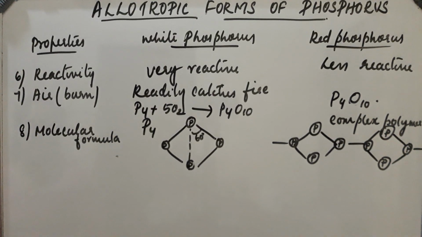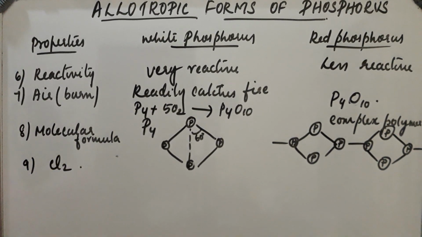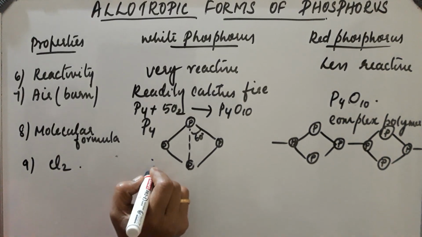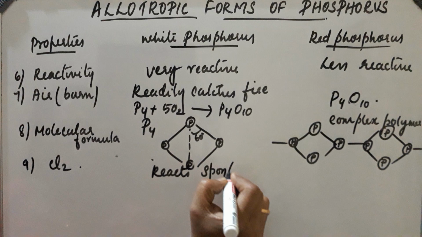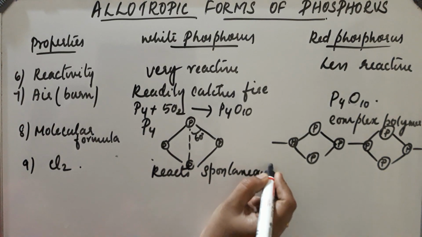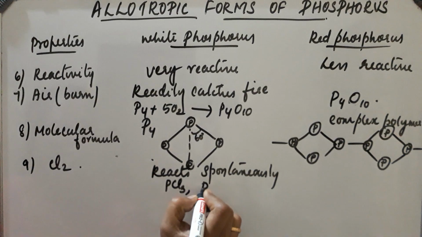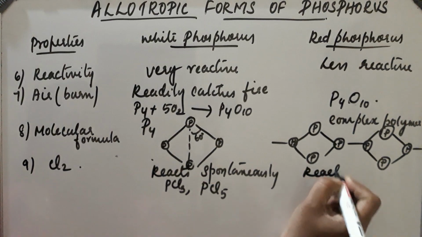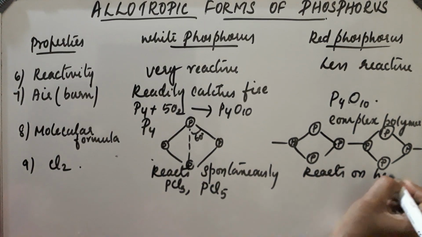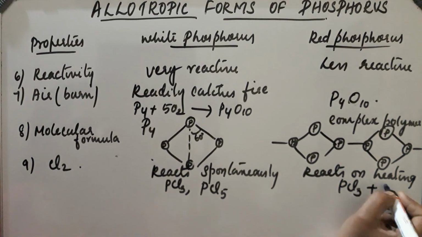Next, reaction with Cl2. With Cl2, white phosphorus reacts spontaneously and forms PCl3 and PCl5. Red phosphorus reacts on heating and forms PCl3 plus PCl5.